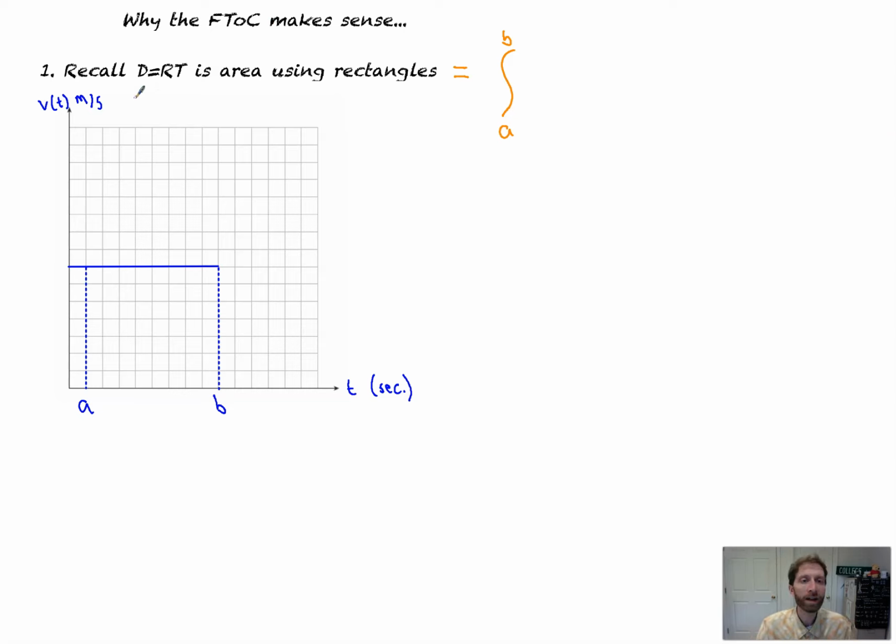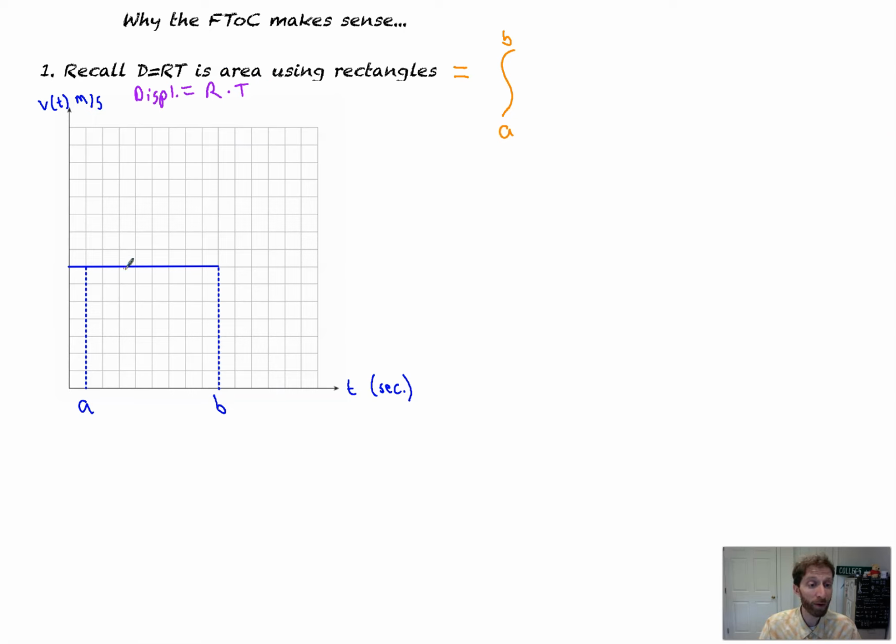So recall, it's very simple, that distance equals rate times time, or technically even displacement is equal to the rate, in this case the velocity, times time. And what I've given you here is a graph of velocity. That's your rate, your y values. And then your time are like your change in x values here.